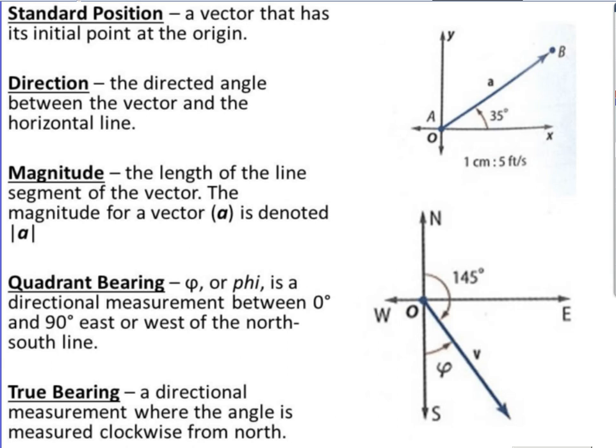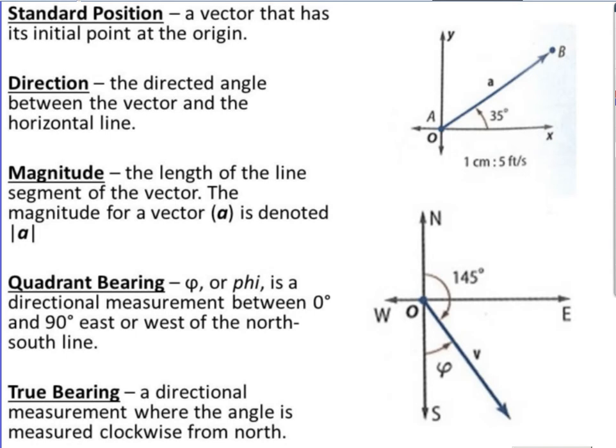Quadrant bearing is a directional measurement between 0 degrees and 90 degrees east or west of the north-south line. And the true bearing is a direction measurement where the angle is measured clockwise from north.